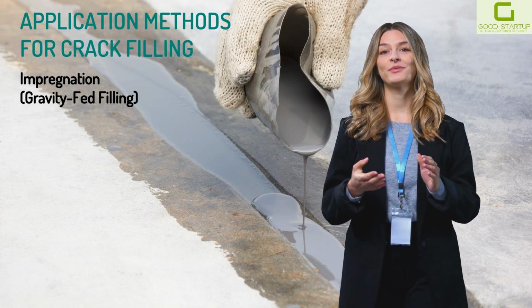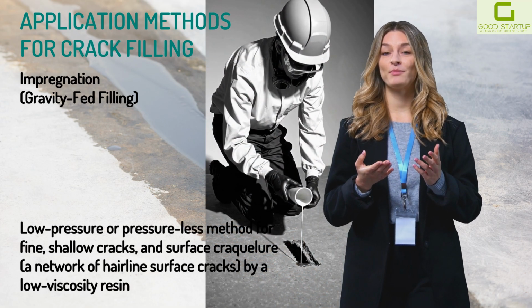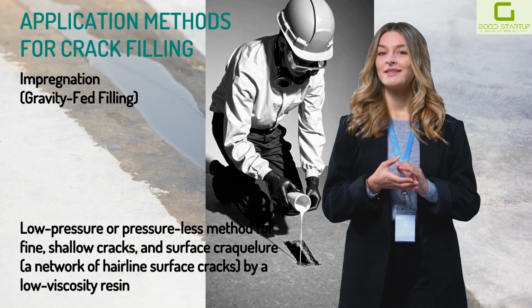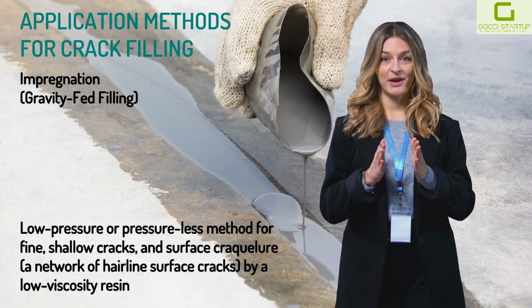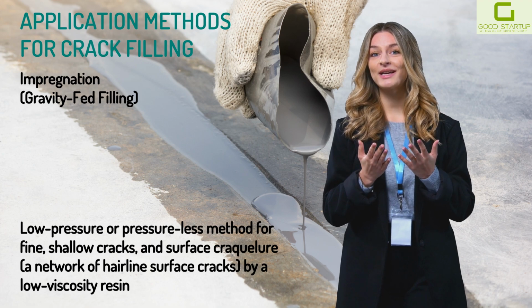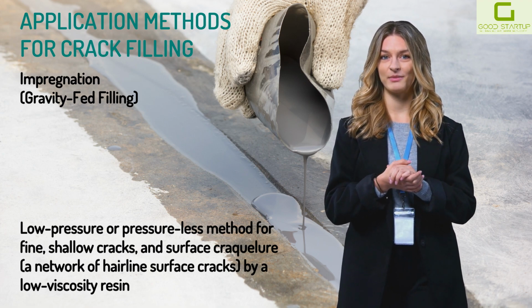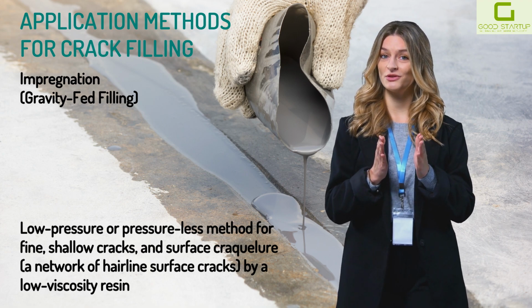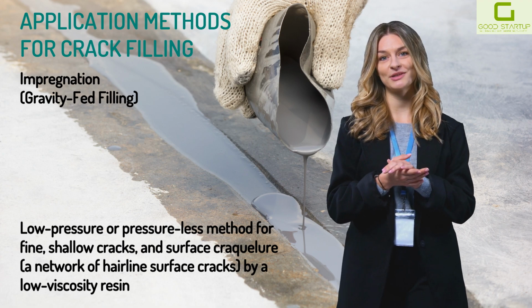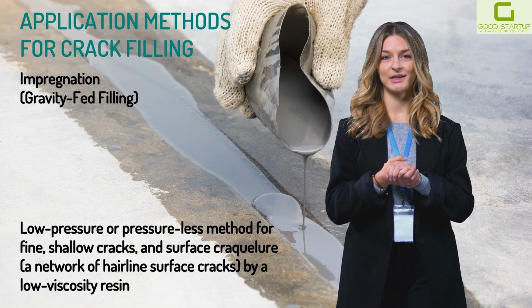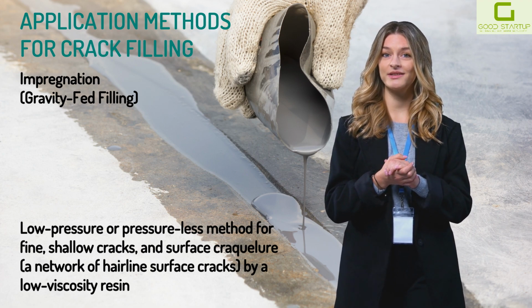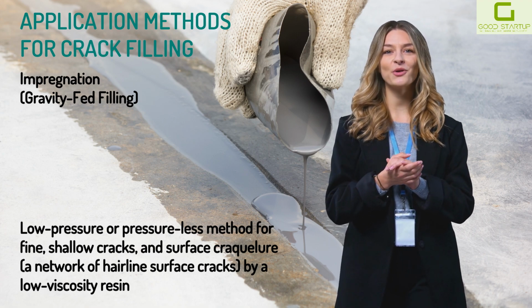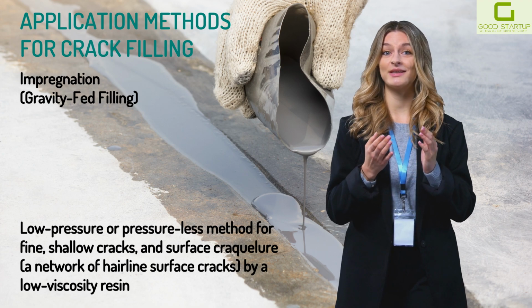Impregnation, gravity-fed filling. Crack impregnation is a low-pressure or pressureless method for fine, shallow cracks and surface crazing, a network of hairline surface cracks. In this technique, a low-viscosity resin is introduced on the surface and allowed to penetrate by gravity and capillary action into the cracks. It is most suitable for horizontal or gently sloping surfaces, such as floor slabs or decks, where the resin can be ponded or repeatedly applied over the crack path. The resin's wetting ability is crucial. It must slowly soak into the tiny cracks. Over time, the cracks fill and the resin cures in place, sealing the surface.